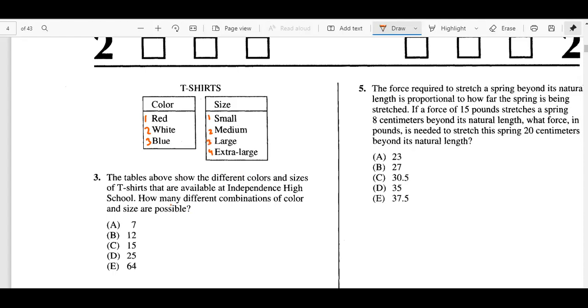How many different combinations, right? Of what? Of color and size. So, of color and size, we have 3 color options and we have 4 size options. So you are going to get 12.